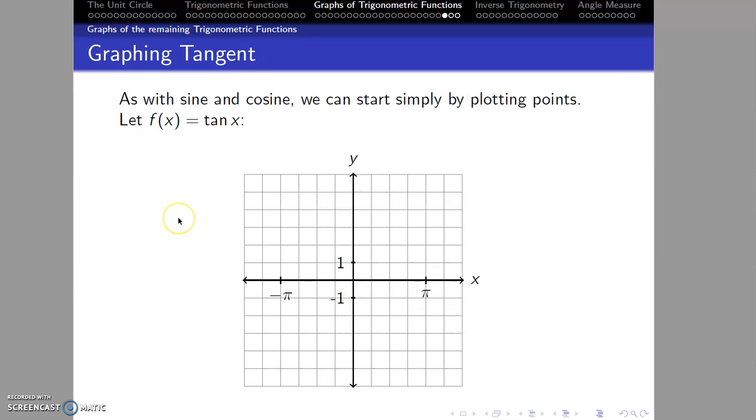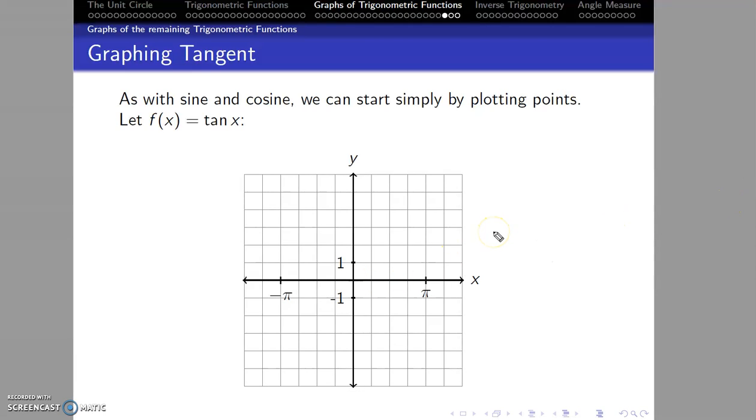Remember also that we had mentioned that tangent, unlike sine and cosine, is periodic with period pi. Whereas sine and cosine have period 2 pi, tangent only has period pi. So let's see if we can get just from 0 to pi and figure out what's going on there.